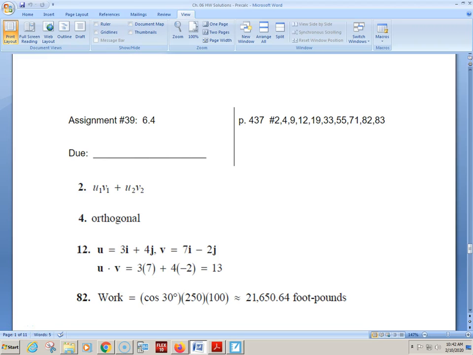We are in section 6.4, trying to figure out our evens.